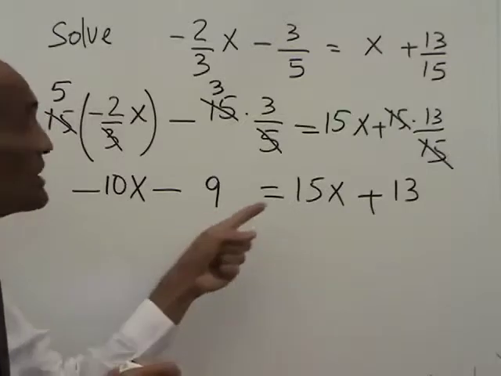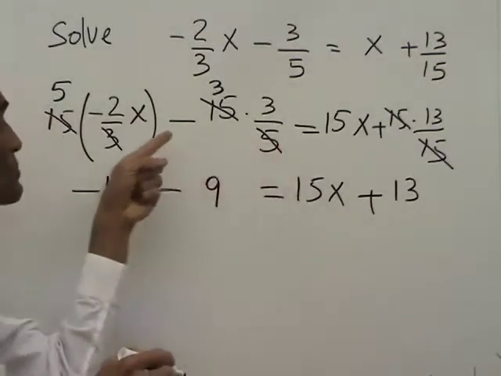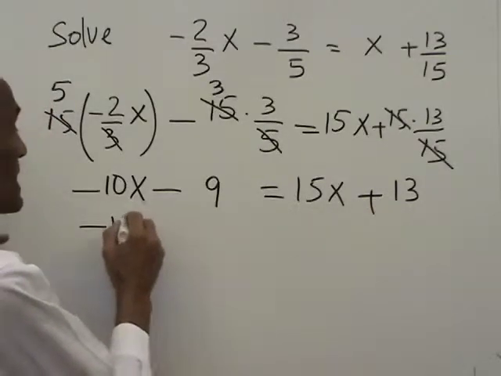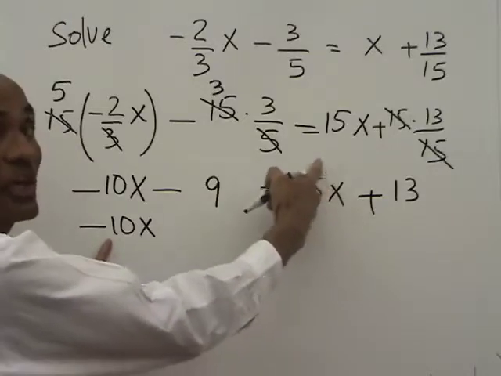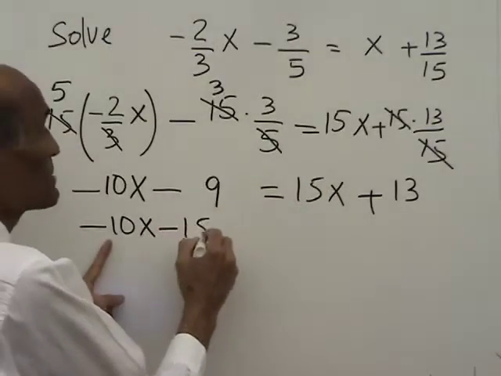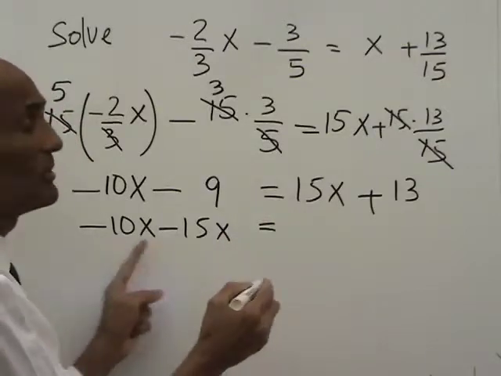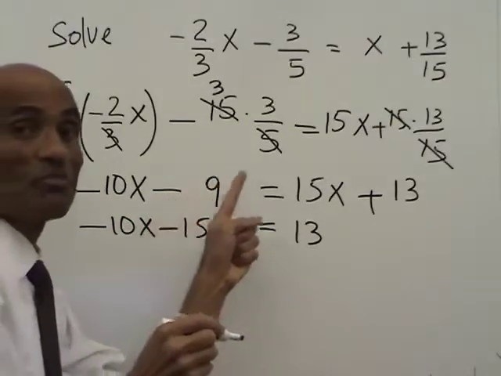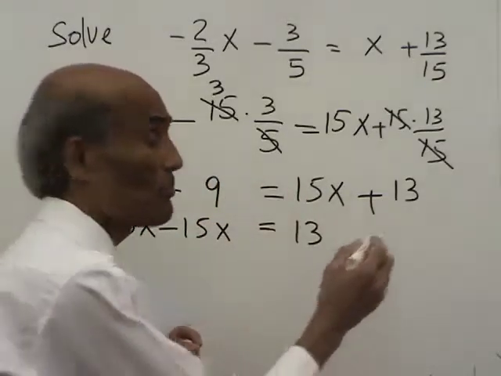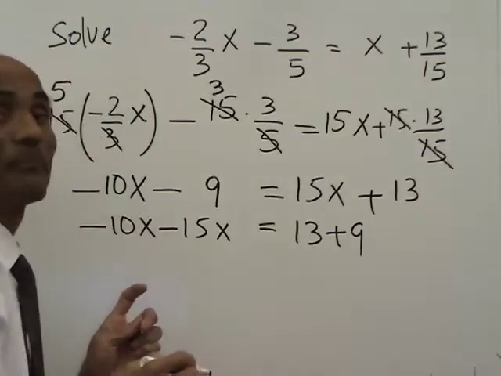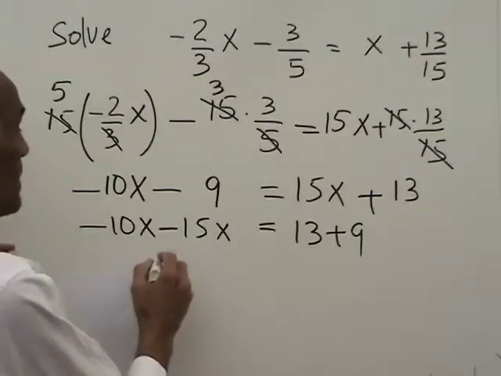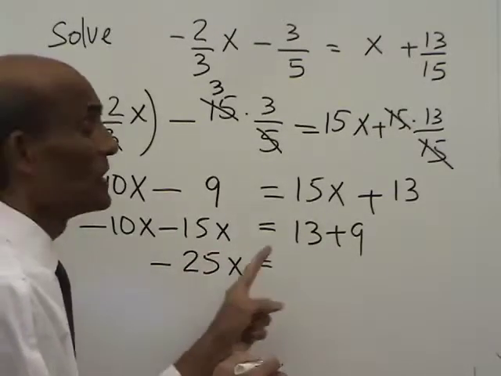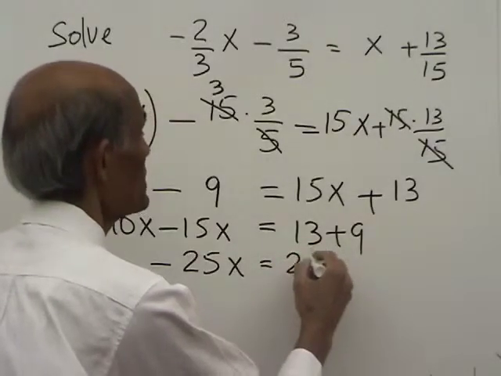Alright, next we move the 15x to the left and negative 9 to the right. That will give me negative 10x. 15x will come to the left, and will become minus 15x, equal to 13 on the right, and this negative 9 is going to move to the right and become positive 9. There you are. Alright, what is my left hand side now? Left hand side is negative 25x equal to 13 plus 9, which is 22.